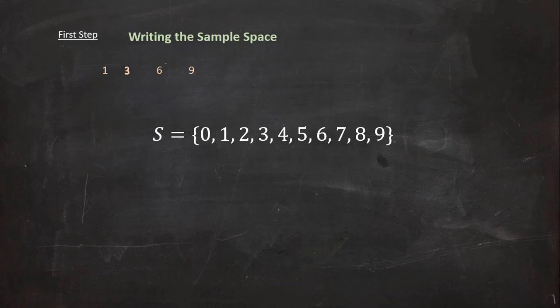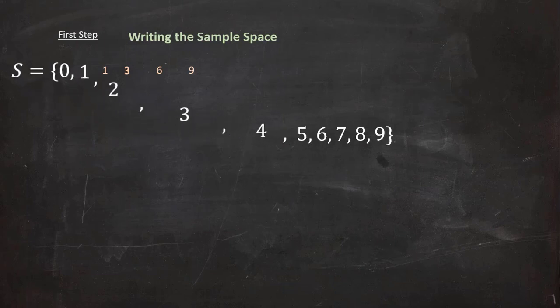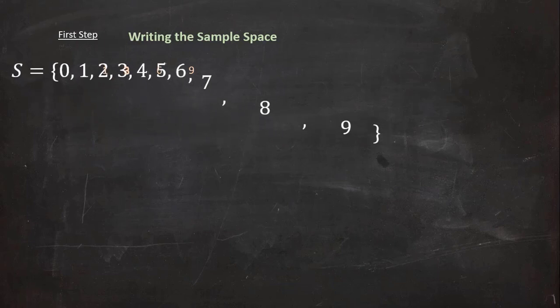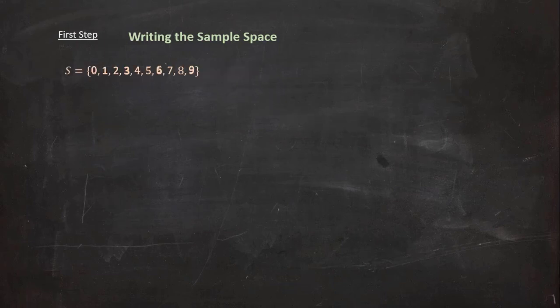So what is the sample space? The sample space is basically all the balls which are numbered from 0 to 9. So S contains all the numbers from 0 to 9. This is our sample space. Keeping it aside, the next step is to find the event sets. We have to write all the event sets which are given here.